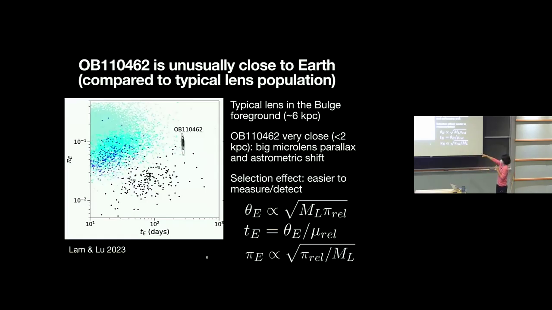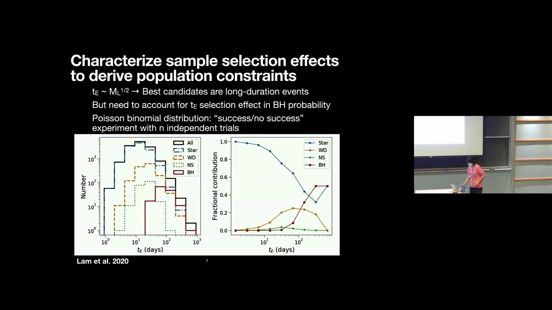If you have a relative parallax that is large, it's closer, and that makes it easier to detect because the astrometric signal is also larger. Part of this is just that the first object you detect is usually a weirdo, and it's hard to detect astrometric shifts, so the fact that it's close makes it easier to detect. It's unusual, but I think we expect that just based on selection effects. That's a little bit hand-wavy on selection effects. I want to be a little bit more rigorous now and actually get into the sample selection constraints that we talked about to derive population statistics.